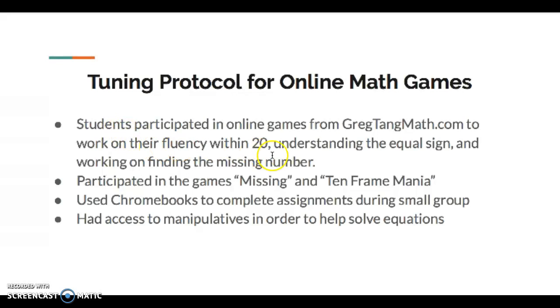It says students participated in online games with GregTangMath.com in order to work on their fluency within 20 and understand the equal sign. They participated in the games Missing and 10-Frame Mania. Missing is basically a game where they fill in the missing addend based on which numbers were provided for them in the equation. And 10-Frame Mania is the reverse. They just fill out the ten frame and understand which number was missing, and so on and so forth. They use Chromebooks to complete the activities during small group, and they also had access to manipulatives in order to solve the equation.